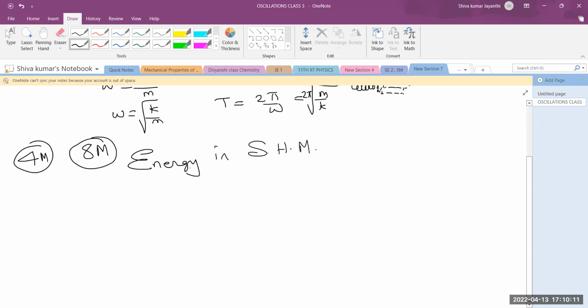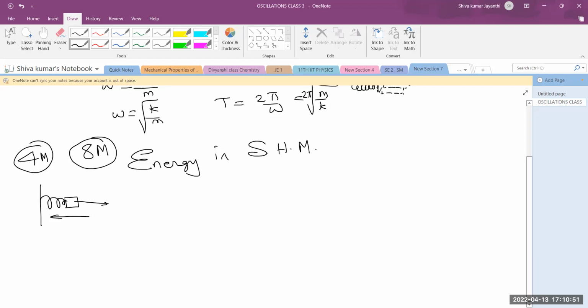What all energies does a simple harmonic motion oscillator have? Let us understand that. When I say S.H.M, two things should come into your brain. First, a spring oscillating. Second, a simple pendulum. Both of them are oscillating along the x-axis only. Let us take a spring, the easiest case: a spring attached to a ball or a bob, oscillating along the x-axis.